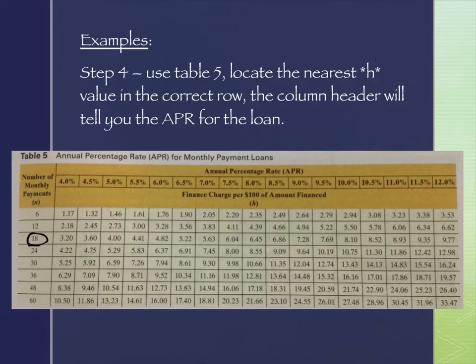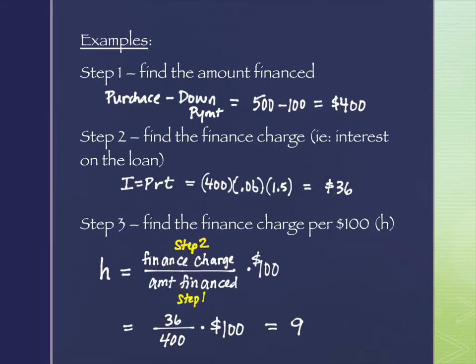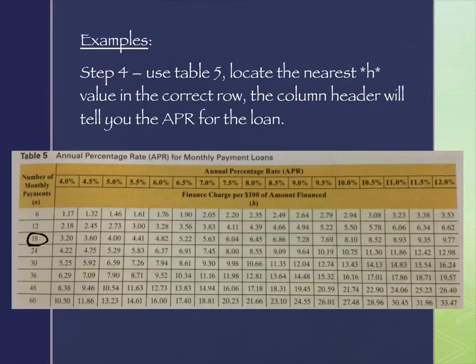Now, normally when you look at charts like this, we go down and find the row, we go over and find the column, and the value we're looking for is the value inside the table. That's usually what we do. That's not how we use this table. What we're going to do is find the row we're on, the 18 months, and trace along that row until we find the value nearest to the H value that we got in step 3. So we're looking for a number on the 18-month row as close as possible, over or under, to the value of 9.